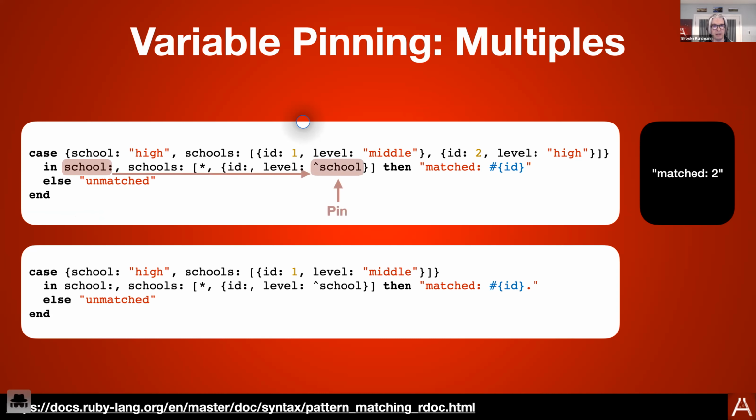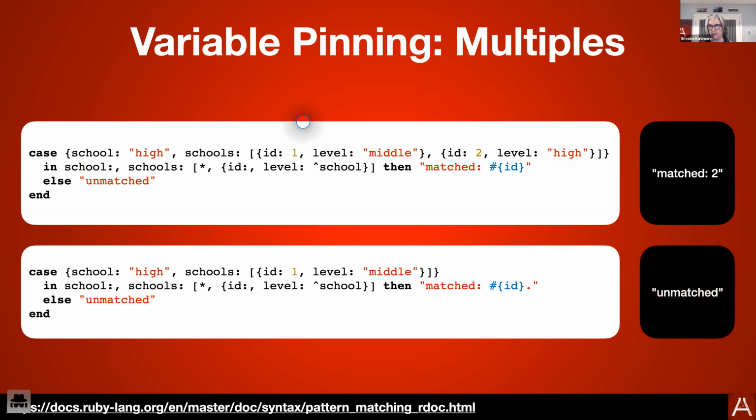That's our key. We're going to go ahead and pin that in this case. This takes pinning to a different level here, which is kind of cool versus what we were talking about before. But school is going to be pinned in this case. The value of school is going to be high, set to the pinned school. And the reason we're matching is because the second level here matches high.